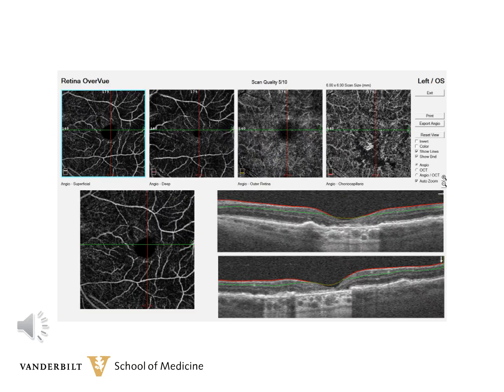This OCT was taken at the time of the last photograph. You can see that the PED has flattened. There's atrophy of the pigment epithelium, but he still has some neovascularization in the choroid.